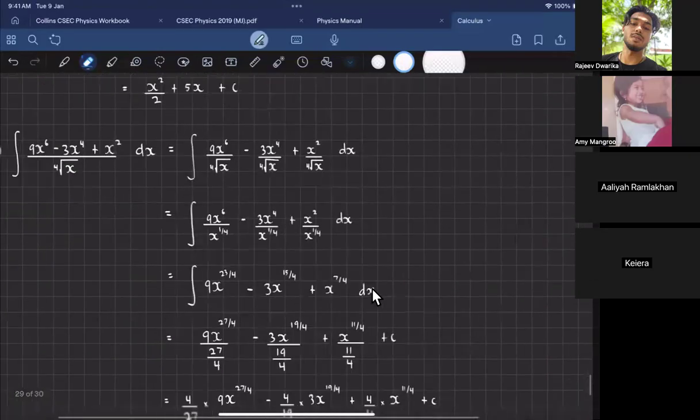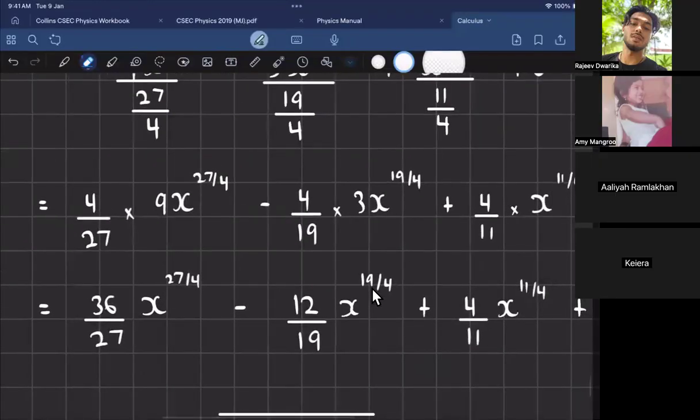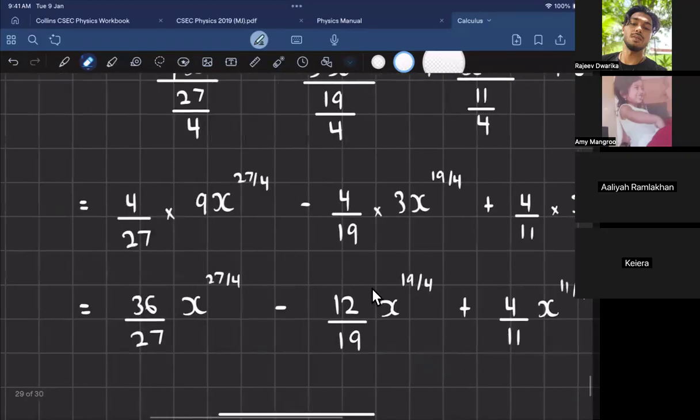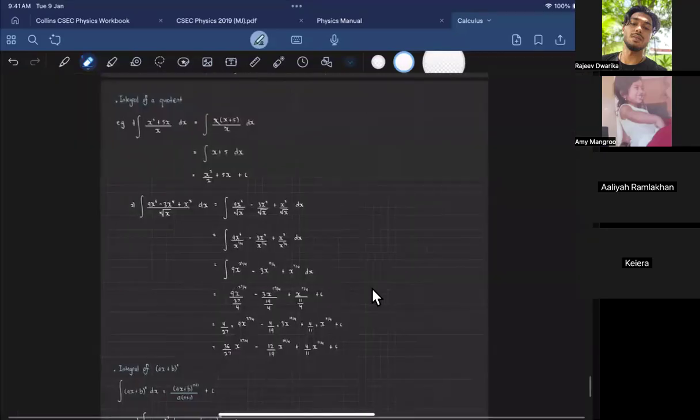All right, Aliyah, let me see the final answer. If we reduce the 6 over 27, you get 4 over 3. If you reduce it over 19, you have that 4 by 11. Yeah, awesome. Good.